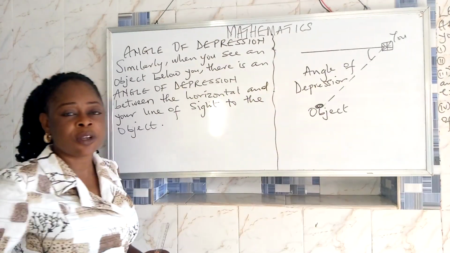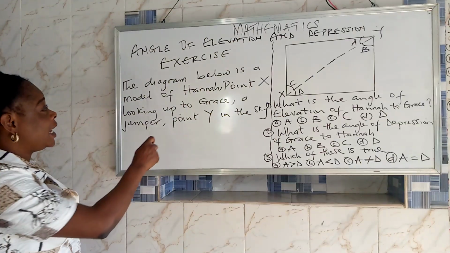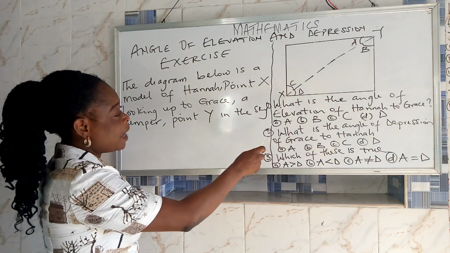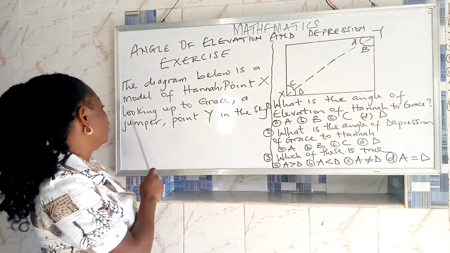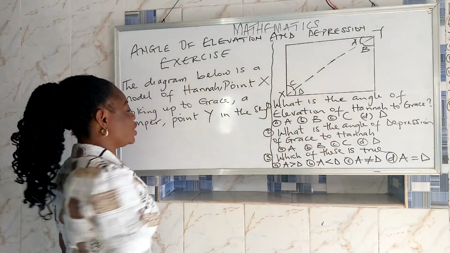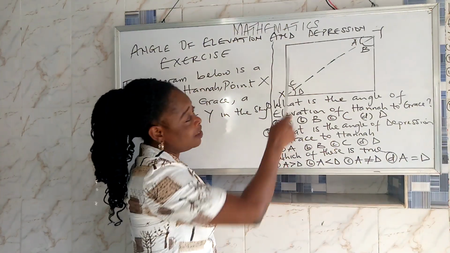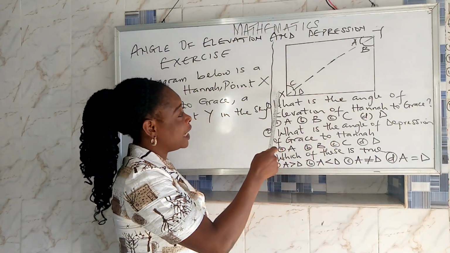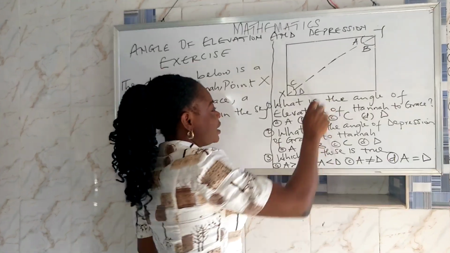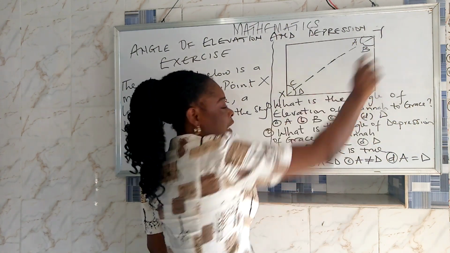So let's solve some questions under this. The diagram below is a model of Anna, point X. That means Anna is the one standing here, looking up to Grace as a jumper. This is Grace at point Y in the sky. So the first question, look at the diagram very well. This is Anna and this is Grace. Anna looking up to Grace.